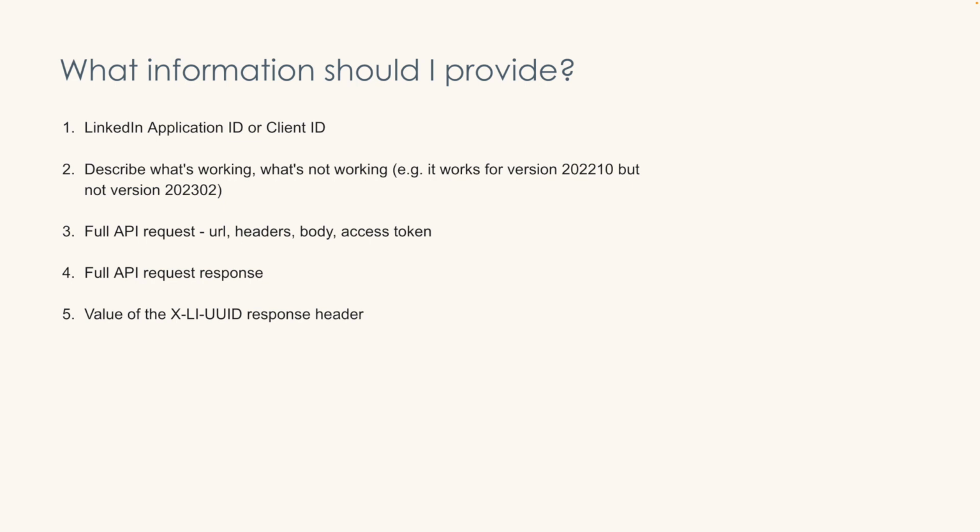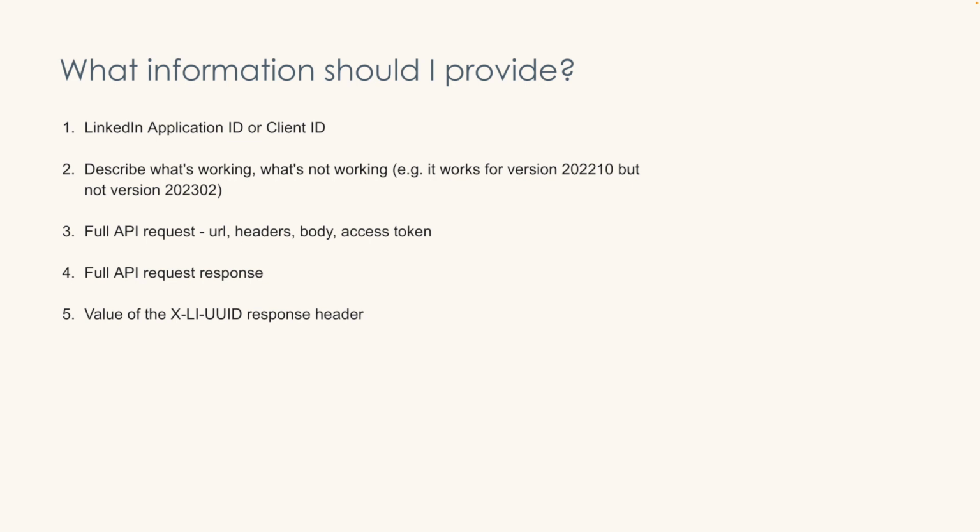Now for number 3 and number 4, you want to take those exact scenarios, the successful scenario and the failing scenario, and provide the full API request, including URL, headers, body if necessary, and an access token, and then the full API request response as well for both of those scenarios, what's working and what's not working.